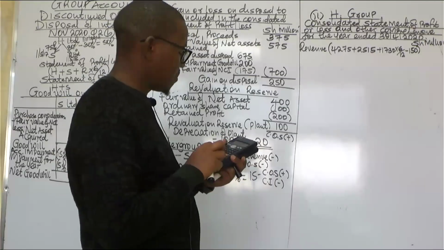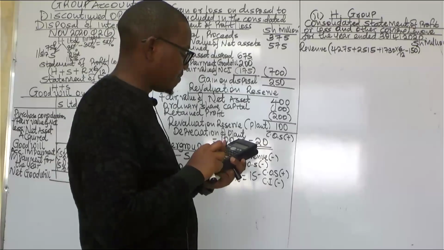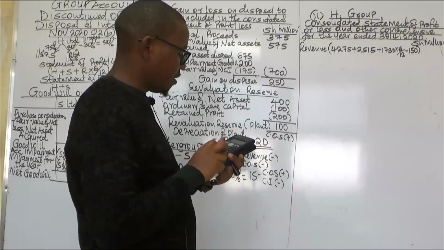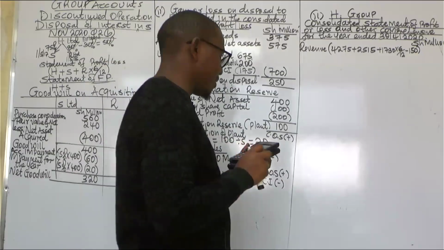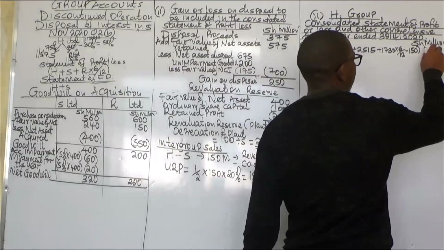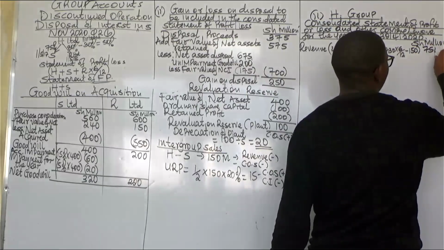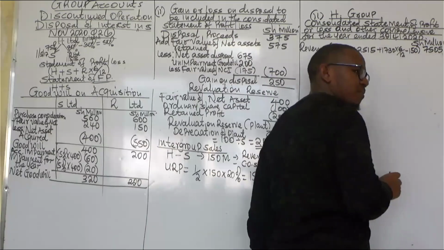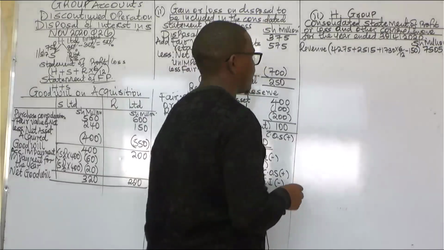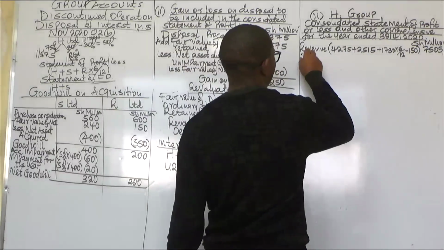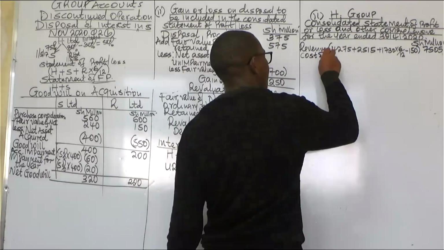275, 25.15, 17.30 times 6/12. I'll minus 150. This is 75.05. Continue. We less the cost of sales.